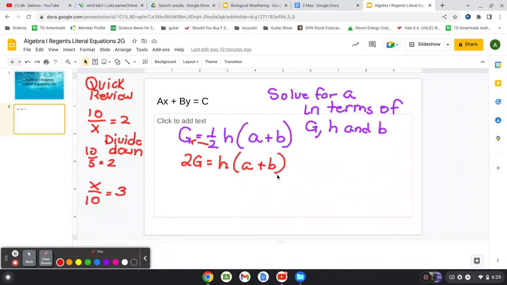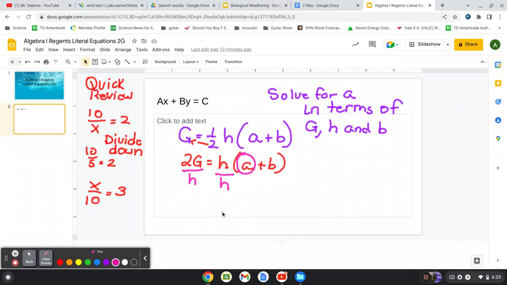Rewind the tape if you didn't understand that. Now that we have the 2 there, we cleaned it up a little. We want the A alone, this A over here. So we're going to subtract out the H. Oh, excuse me, divide out the H. Remember, there's no plus or minus here. H is multiplying against A plus B, so we're going to divide it out.